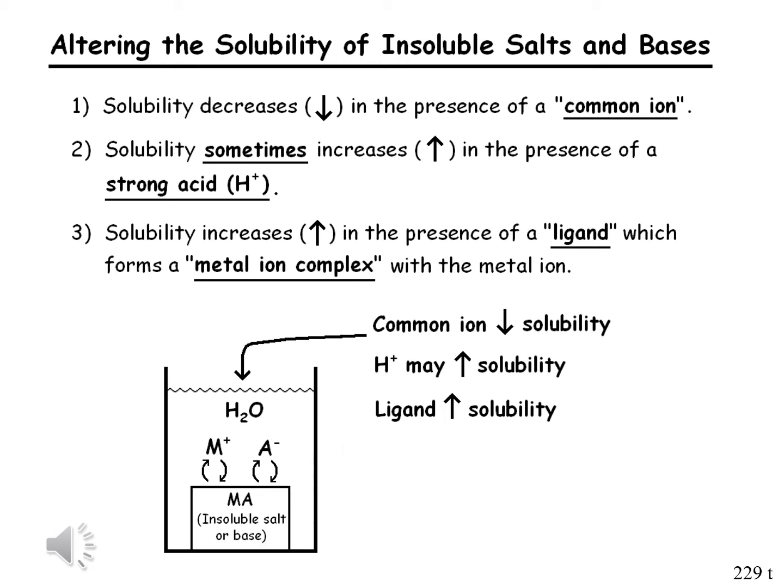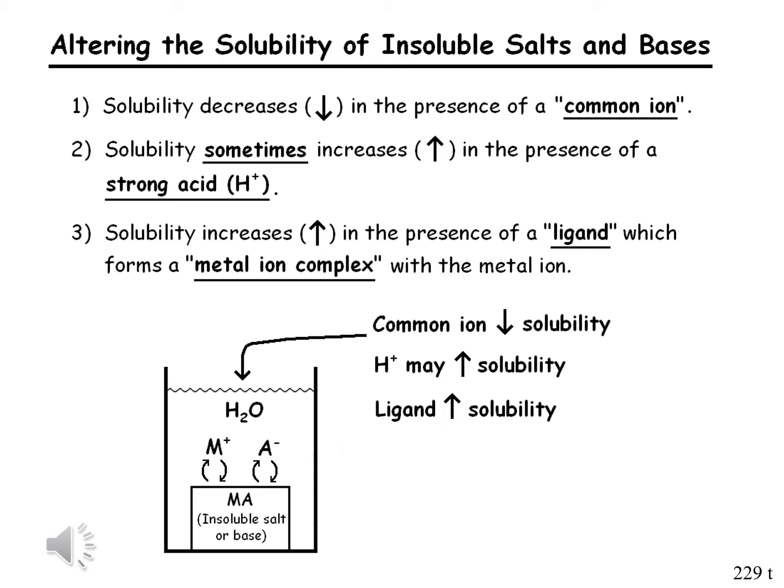The third thing that you can do is to add a ligand to the solution, which forms a metal ion complex with the metal ion. We didn't talk about that yet, so I'm going to talk about that third one more in the next class. So we're just going to talk about 1 and 2 today.